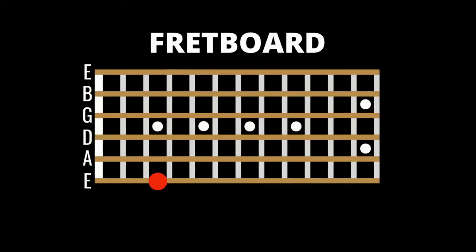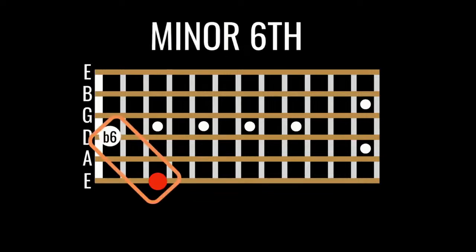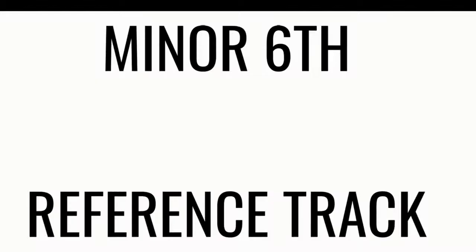A minor 6th interval can be found 2 strings across and 2 frets down from our starting note. A reference track we could use for a minor 6th interval could be found in the piano intro that appears in John Carpenter's Halloween.